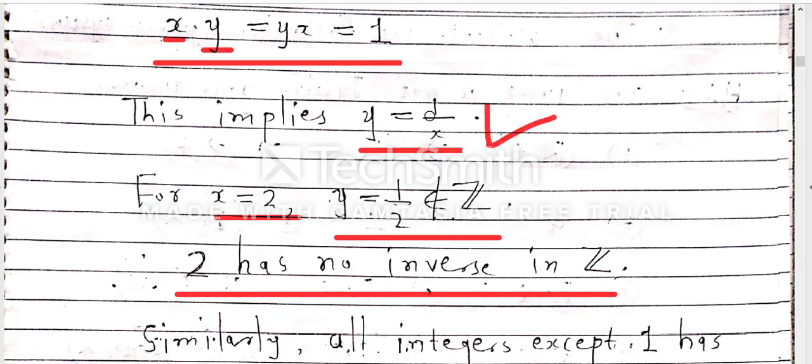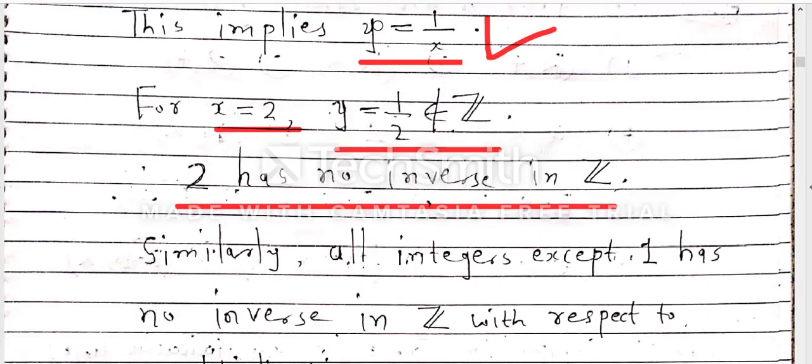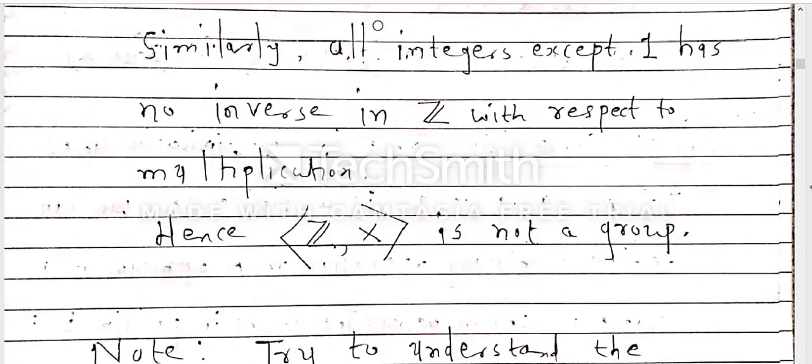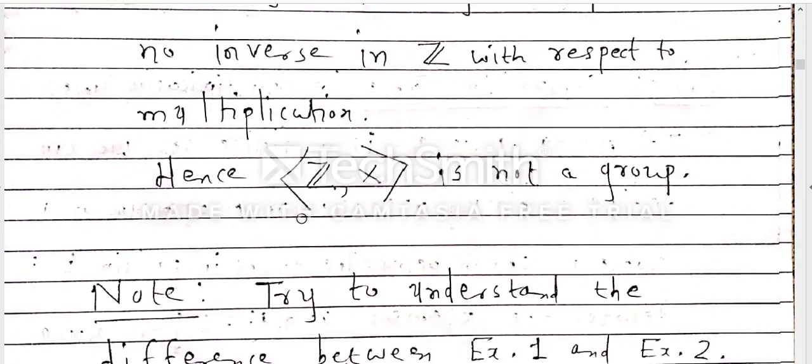If I take x equal to 1, I will obtain 1. So the inverse of 1 is 1 in Z with respect to the multiplication operation. But every integer other than 1 has no inverse in Z. Similarly, you can check for 0. 0 also has no inverse in Z. You cannot find any integer y such that 0 into y equal to y into 0 equal to 1.